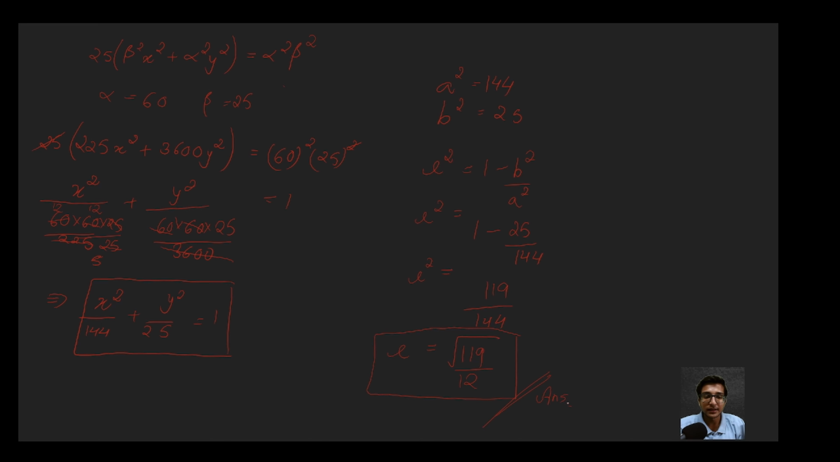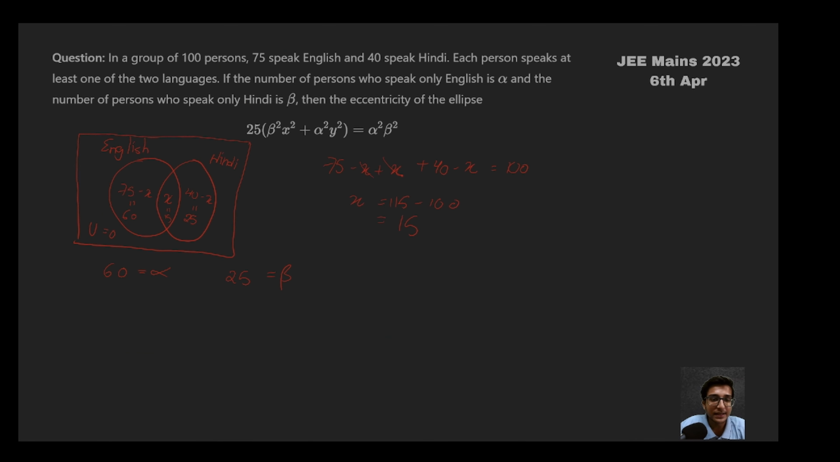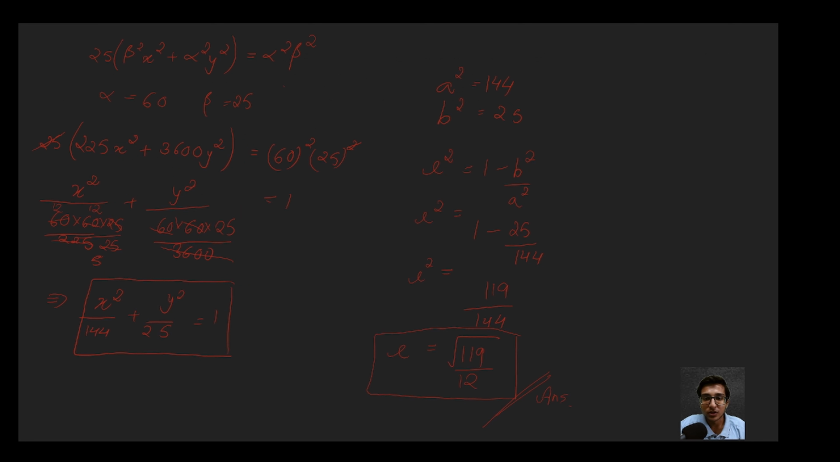As I mentioned at the start of the question, it is a very easy question. The only thing is you had to understand the concepts of Venn diagram that have been used here, and again finding the eccentricity of an ellipse is very easy. Let's look at another question.